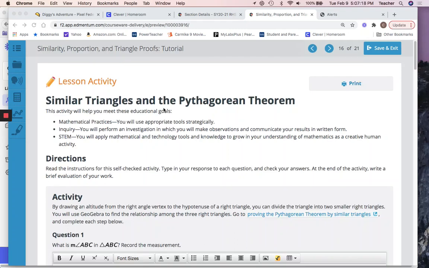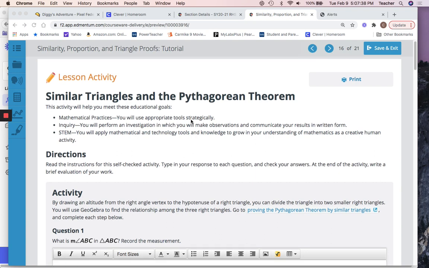Alright, you guys, so we're back on slide 16 of similarity, proportion, and triangle proofs. This one's called Similar Triangles and the Pythagorean Theorem. If you do not remember the Pythagorean Theorem, oh my goodness, I'm not even sure what to say except that it's a squared plus b squared equals c squared. Alright, so let's see what is going on here.